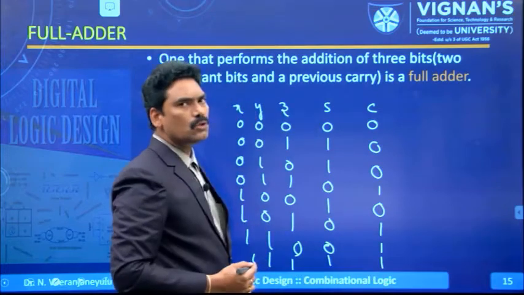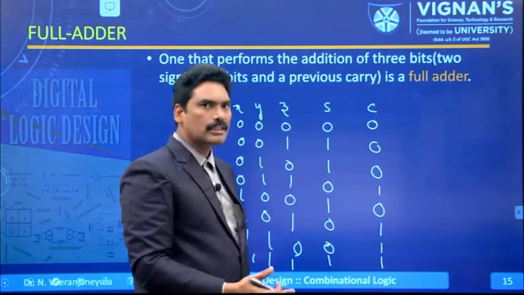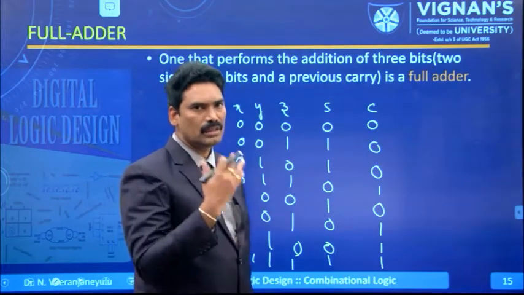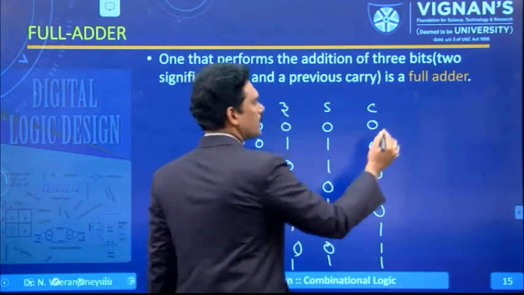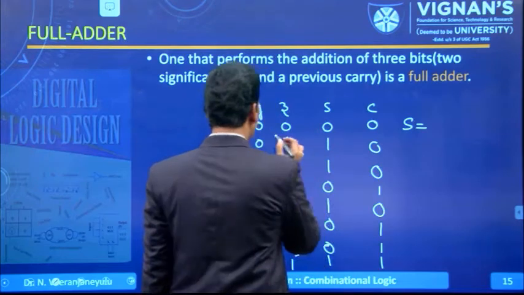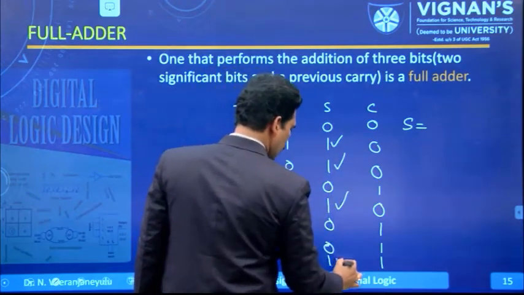So this is the truth table for this full adder. What is our next step? We have to derive the Boolean expression for sum and carry. So what is the expression for sum? S is equal to, where S is 1, there are four terms.